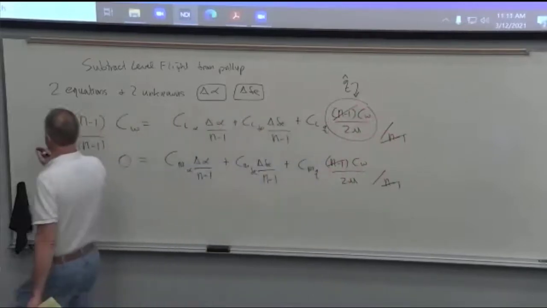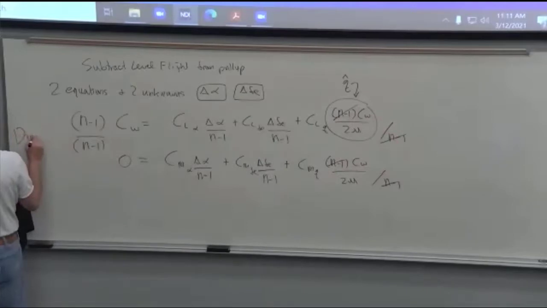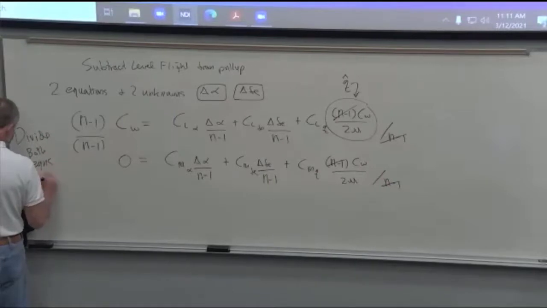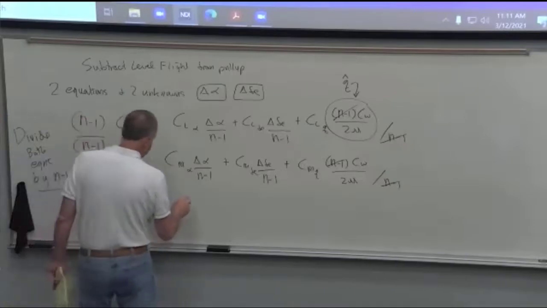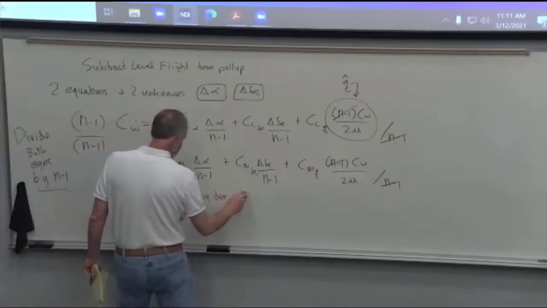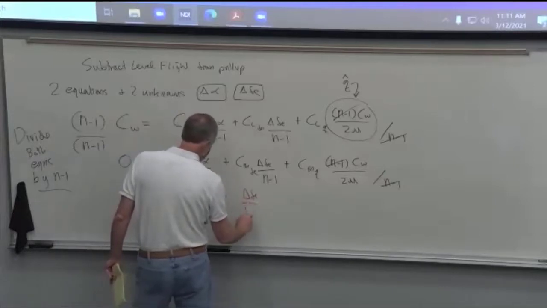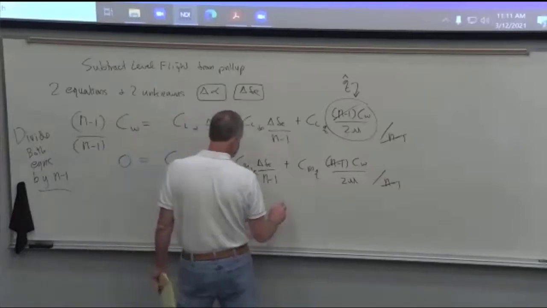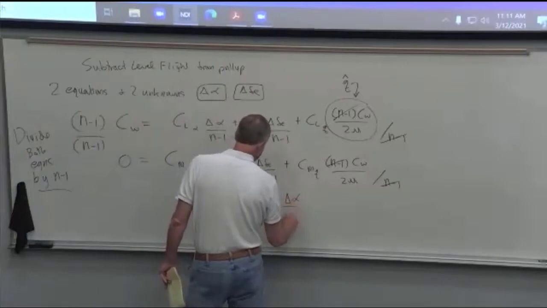So if you're taking notes, just write: we divide both equations by n minus 1. And so what we have is we solve for the extra elevator per G and the extra angle of attack per G.